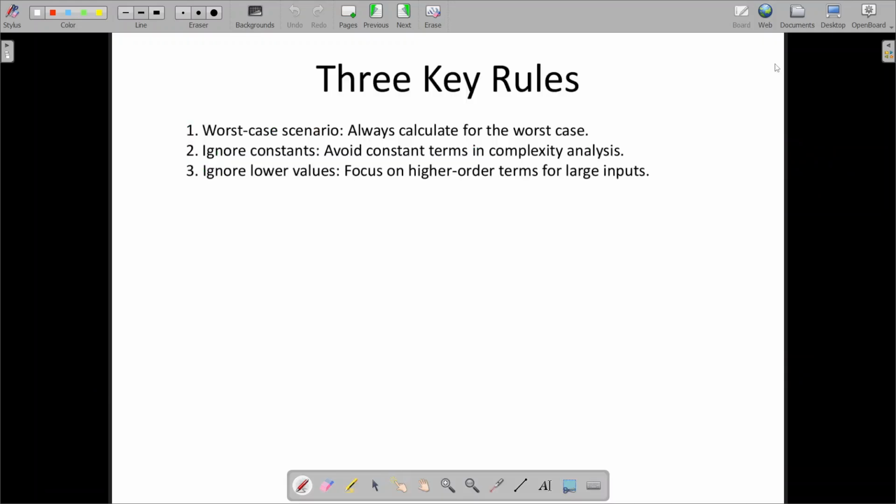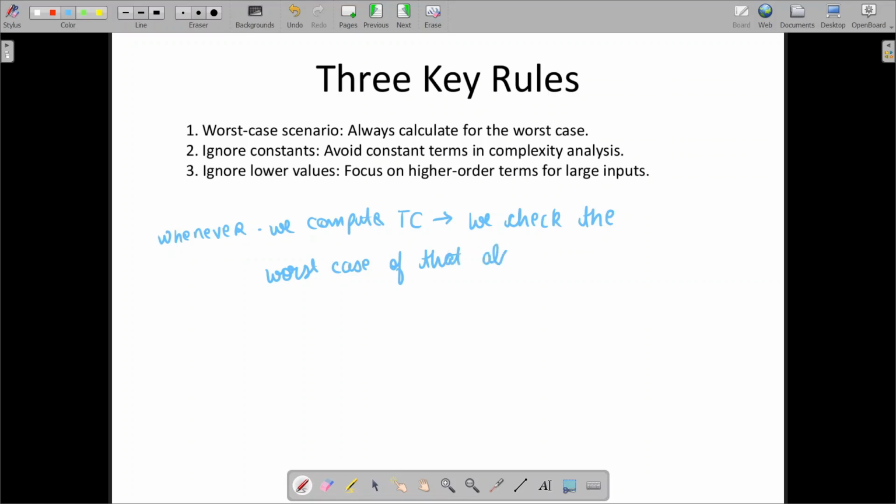Now, in between I mentioned something known as the worst case scenario. What does that mean? Whenever we compute time complexity, we check the worst case of that algorithm. What does that mean? It means how many iterations or how many computations it will take in the worst case.